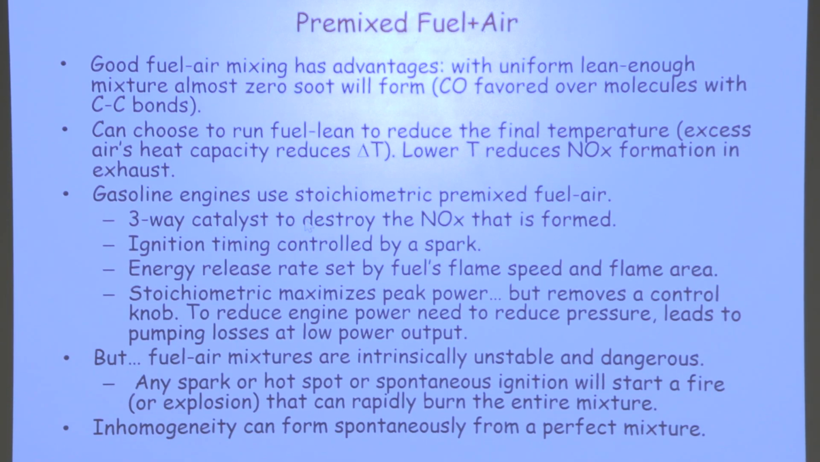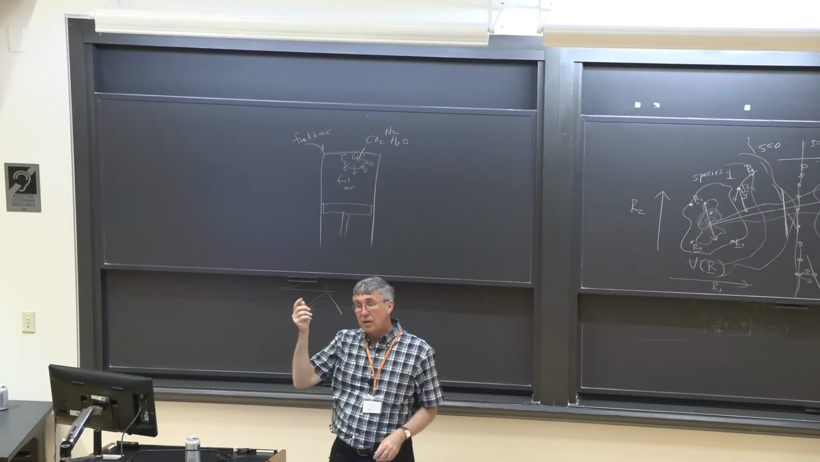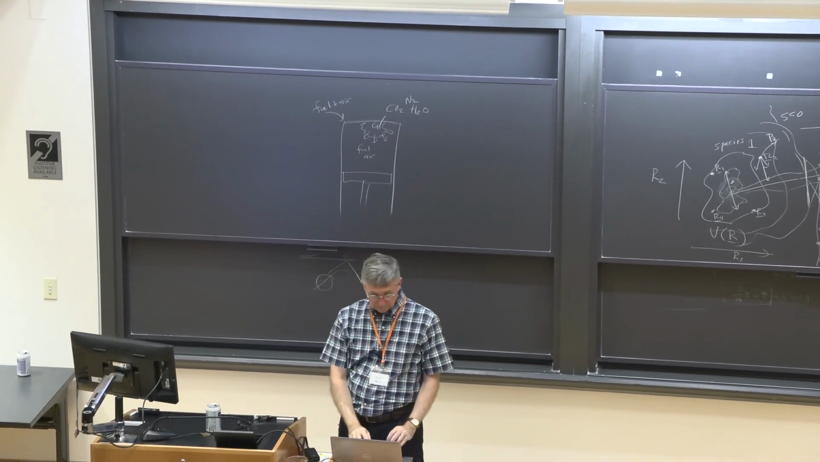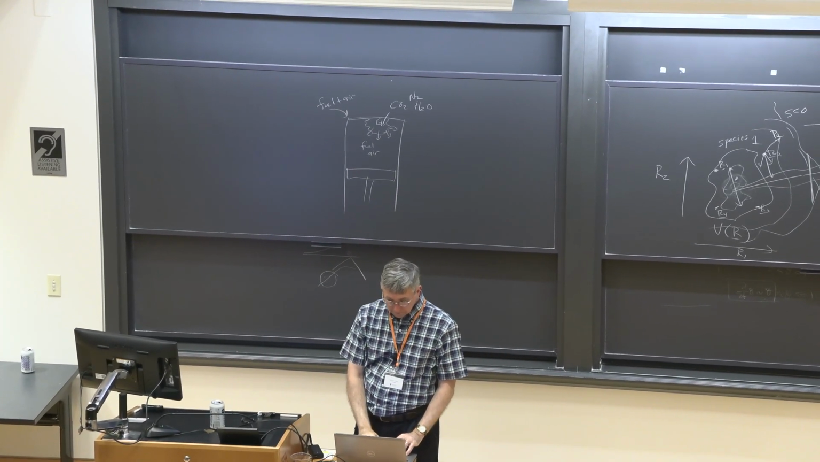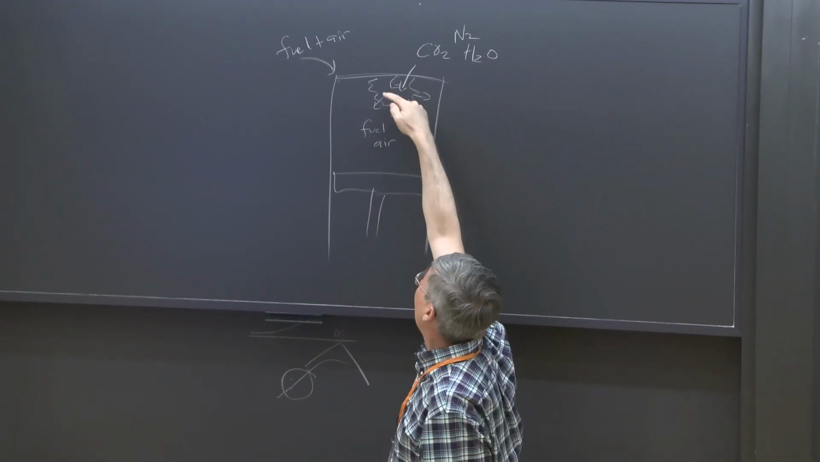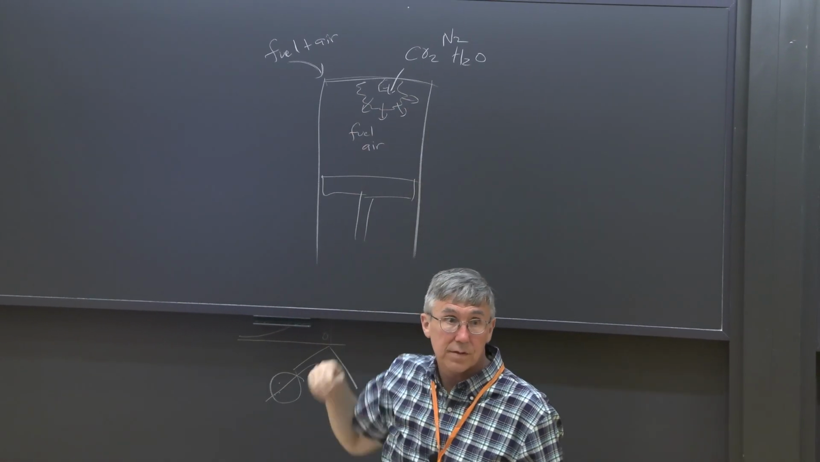But they have a very nice emission control system called a three-way catalyst, and that gets rid of most of the NOx. And they control the ignition timing by the spark, and that controls when it burns. And so you can make it burn at just the right time to go in time with the piston motion. And then how fast this burning happens is the intrinsic flame speed of this mixture, and it's affected by how wrinkly this flame sheet is, which has to do with the turbulence in the system.